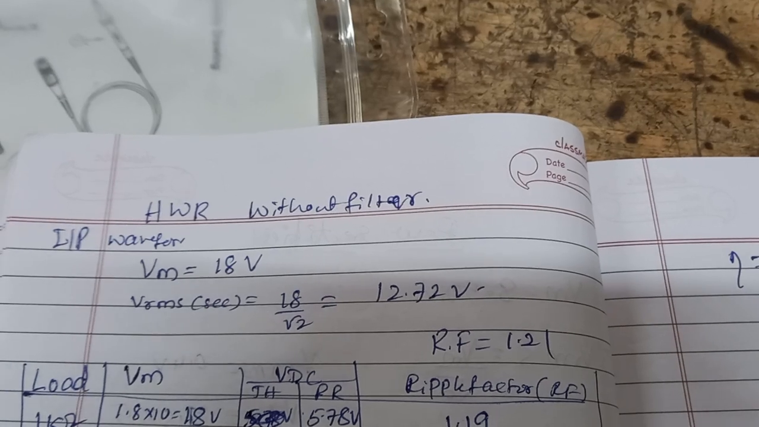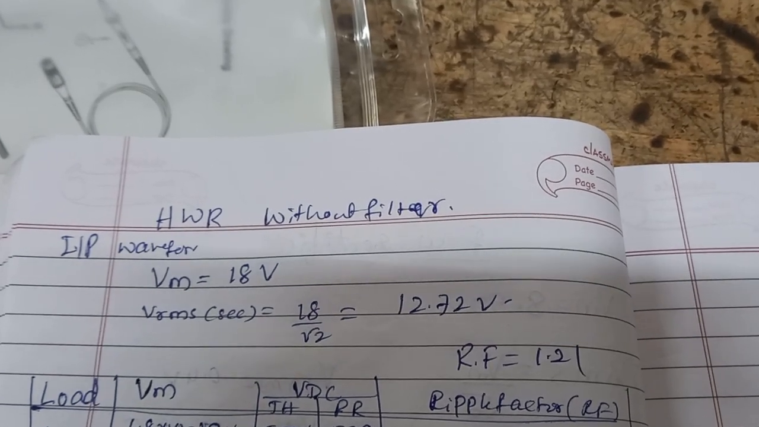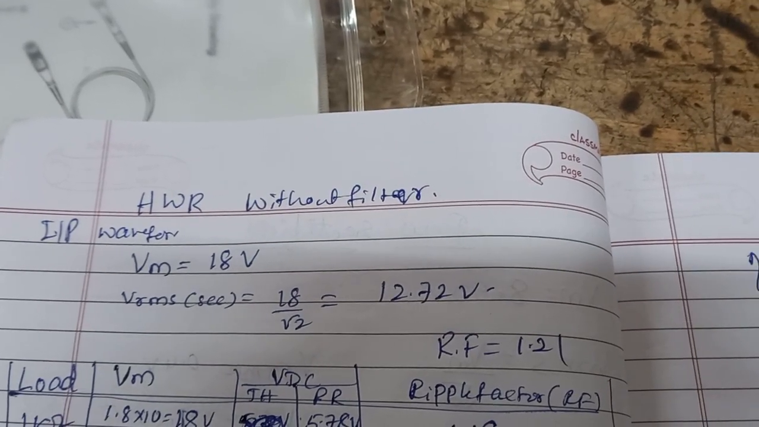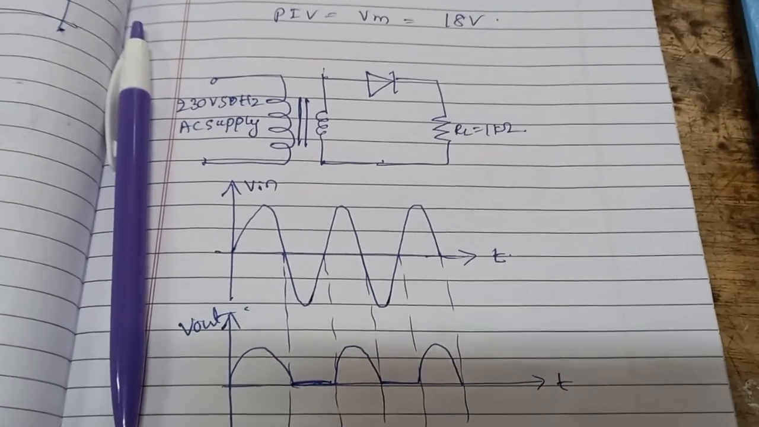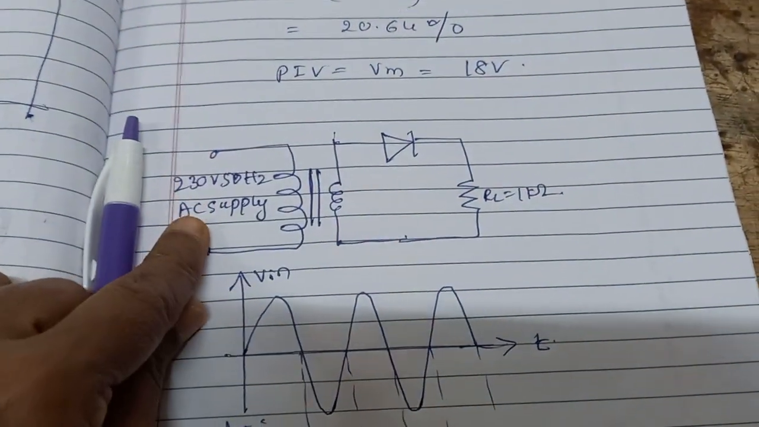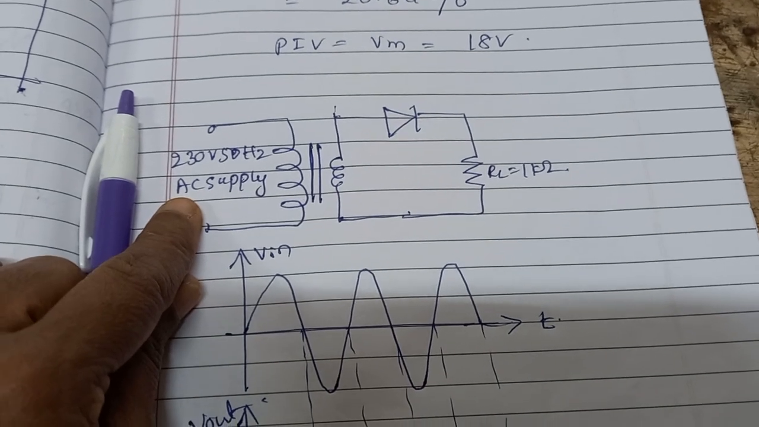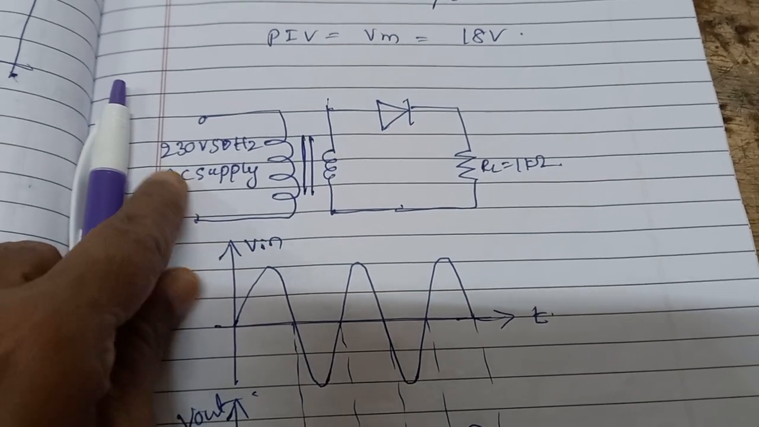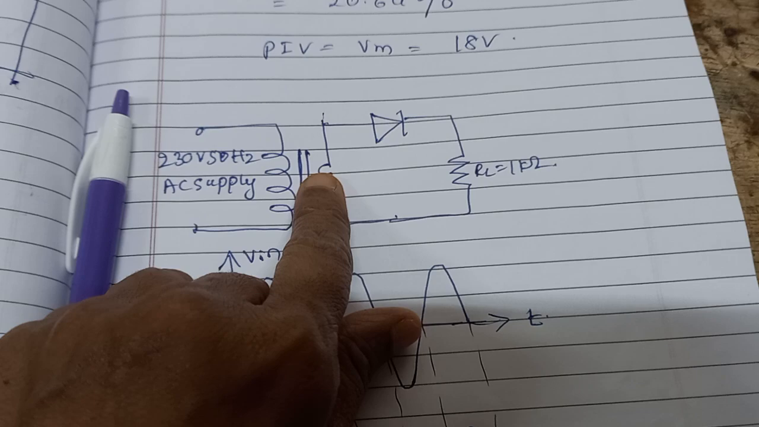This is an experiment on half wave rectifier without filter. Circuit diagram for half wave rectifier without filter. This is 230 volts 50 hertz AC supply transformer, step down transformer. Here we will get 12 volts.